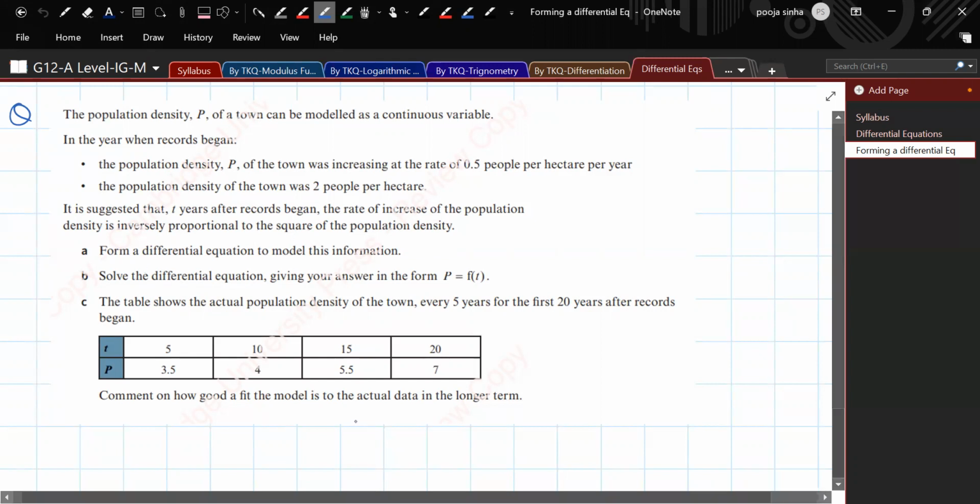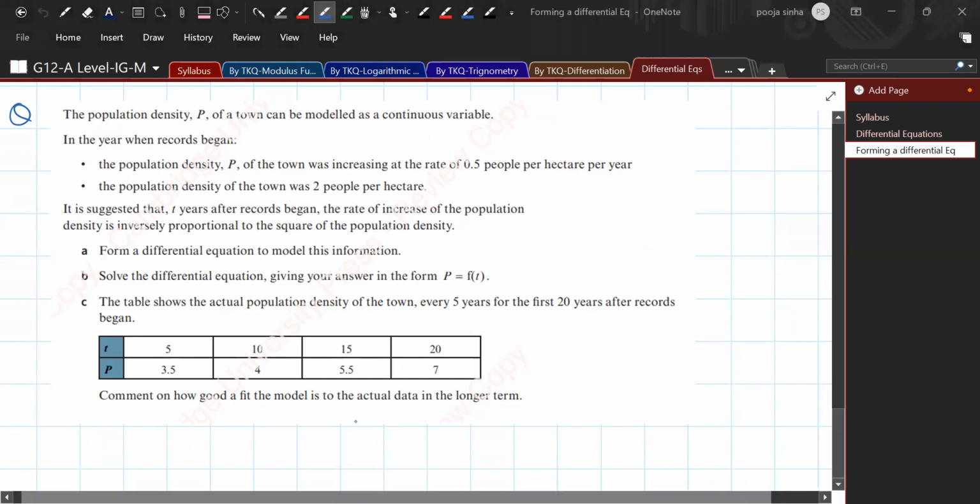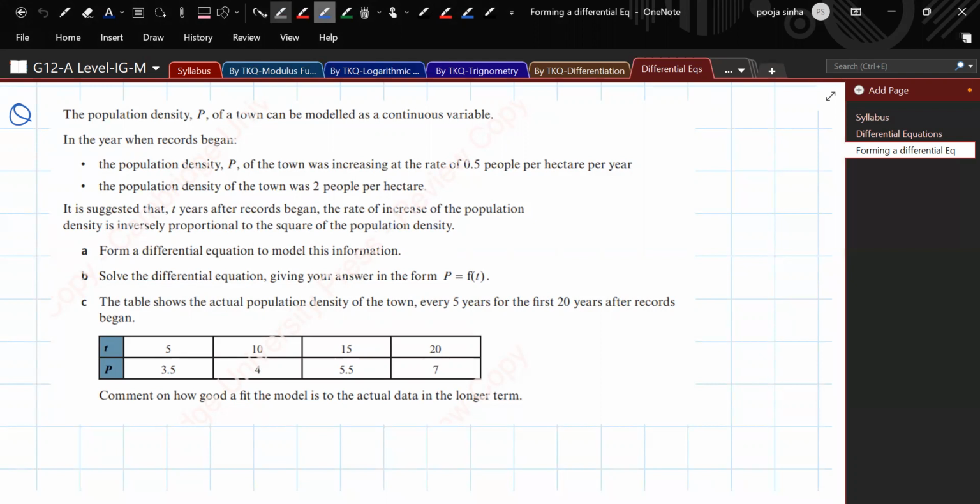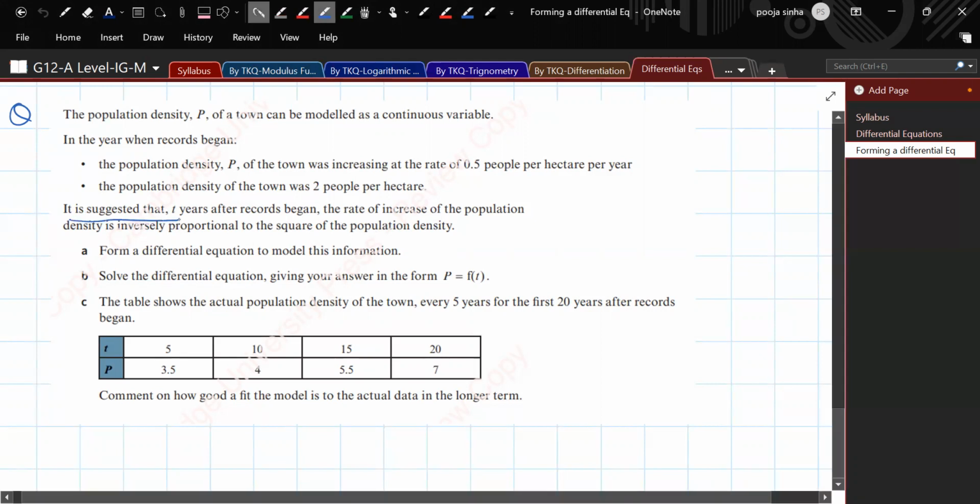ठीक है? So अब आपके पास important statement क्या है आपके लिए? What is the most, which is telling you a relationship? It is suggested that T years after records begin, the rate of increase of population density is inversely proportional to the square of the population density.